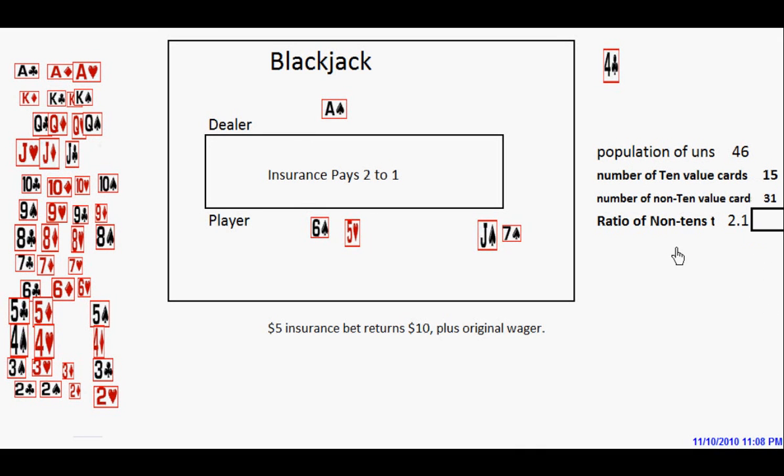We see right here that insurance is still not a good bet, so you'll decline. There's going to be 2.1 non-10 cards to each 10-valued card. Suppose, however, this were not a jack.